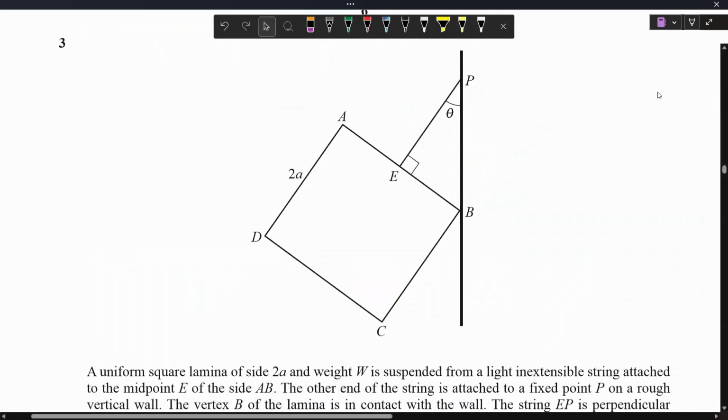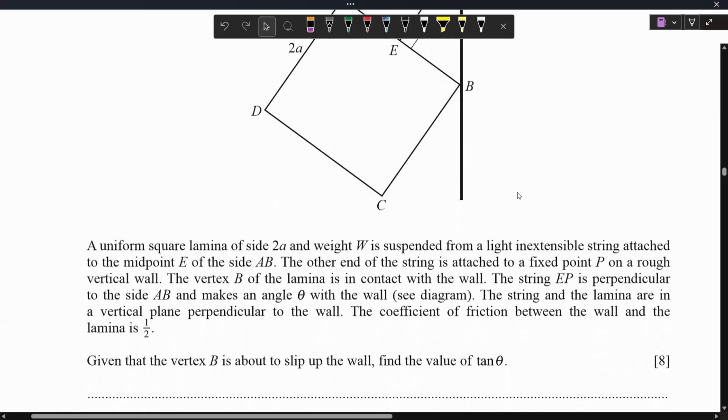All right. So here's the question. We have this diagram here, and it says a uniform square lamina of side 2A and weight W is suspended from a light inextensible string attached to the midpoint E of the side AB. The other end of the string is attached to a fixed point P on a rough vertical wall. The vertex B of the lamina is in contact with the wall, and the string EP is perpendicular to the side AB and makes an angle theta with the wall as seen on the diagram.